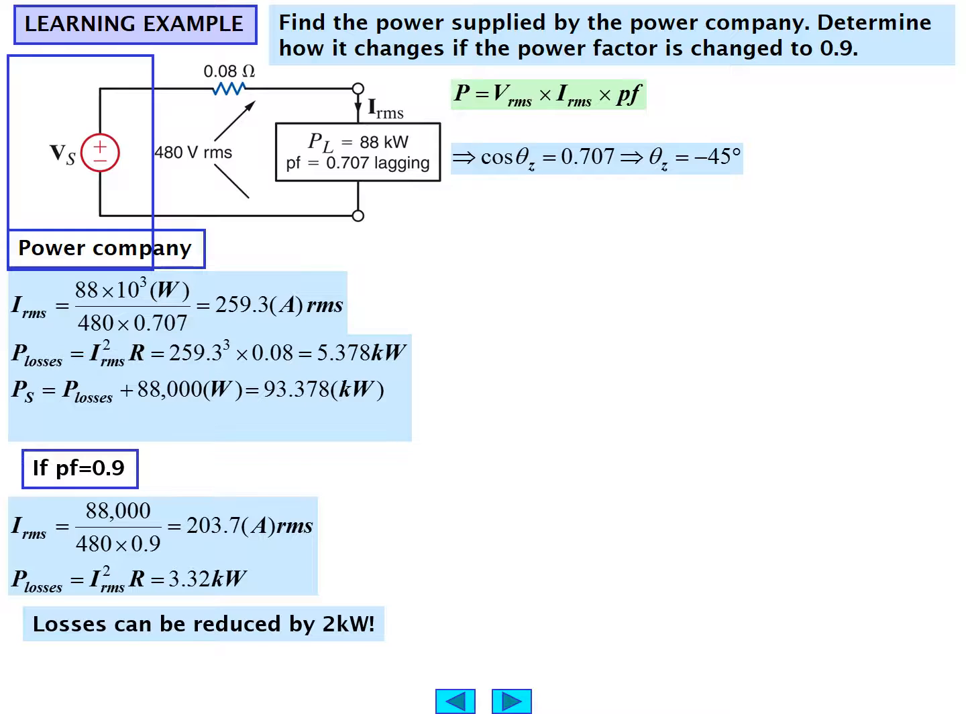The comment here is that the power company still charges you for consumed power even though there are distribution losses. So by changing the power factor, you can actually lower your costs by reducing your losses.